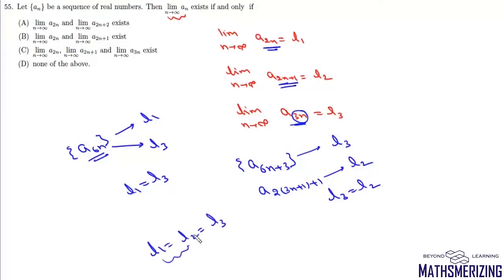Now L1 is equal to L2. So that means from here we can say both a_2n and a_(2n+1) converge to the same limit. So that means the limit as n tends to infinity of a_n also converges to the same limit. So the answer to this question is option number C.